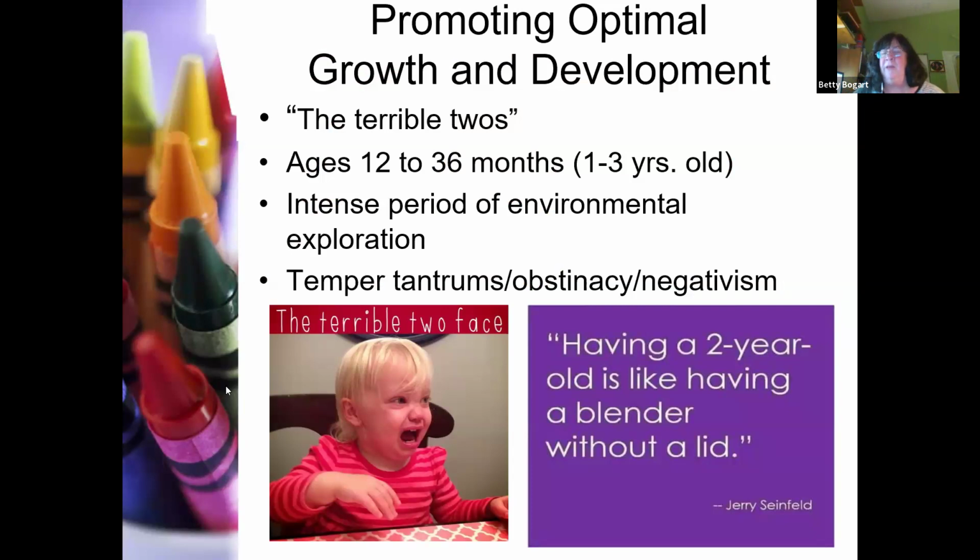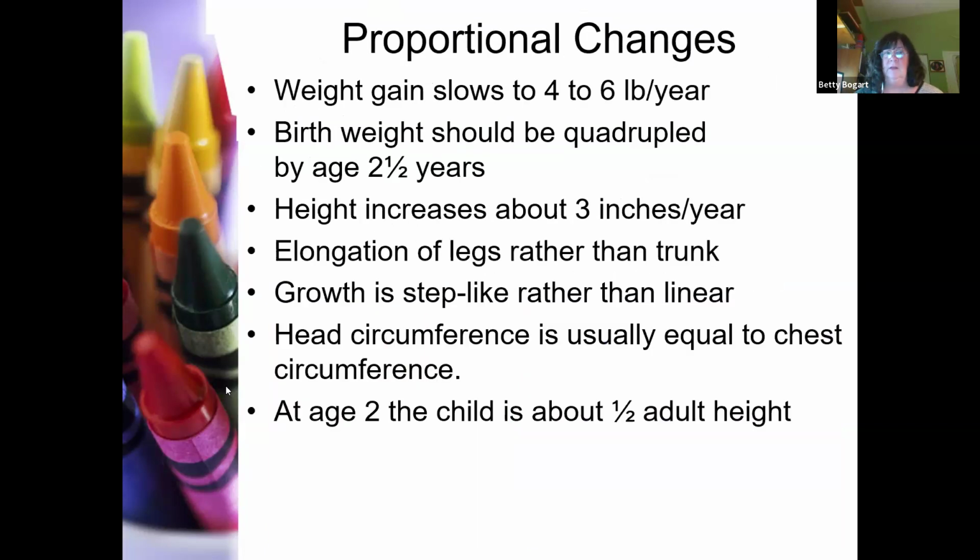Intense environmental exploration. They'll find something that you didn't even know was on the floor, and you'll usually find it in their mouth, right? This is all about me, me, me. Mine, mine, mine. No, no, no, no. And they don't want to share and they don't want to play with anybody else but themselves.